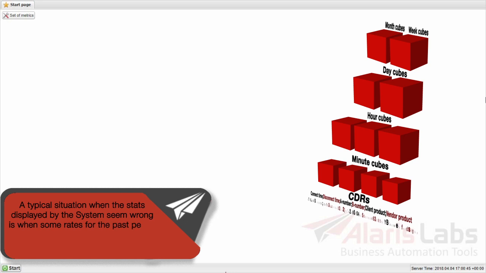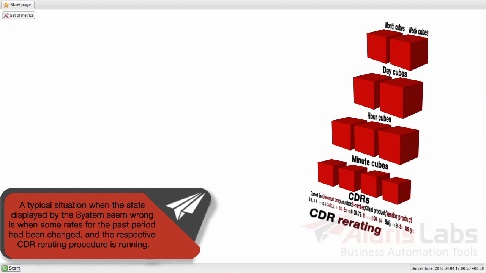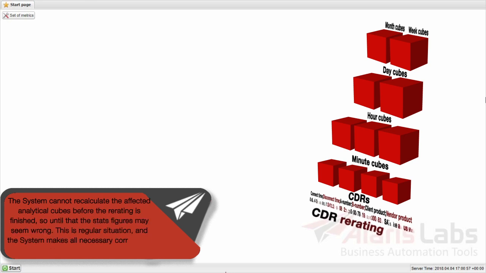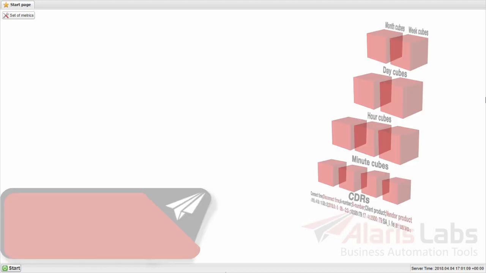A typical situation when the stats displayed by the system seem wrong is when some rates for a past period have been changed and the respective CDR rewriting procedure is running. The system cannot recalculate the affected analytical cubes before the rewriting is finished, so until then, the stats figures may seem wrong. This is a regular situation and the system makes all necessary corrections as fast as possible.